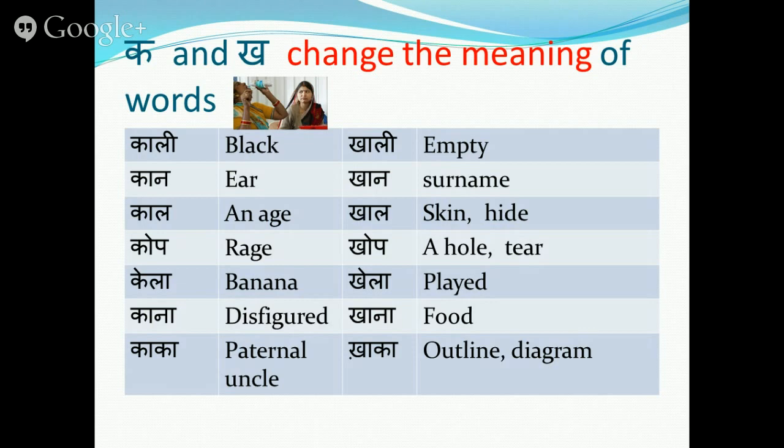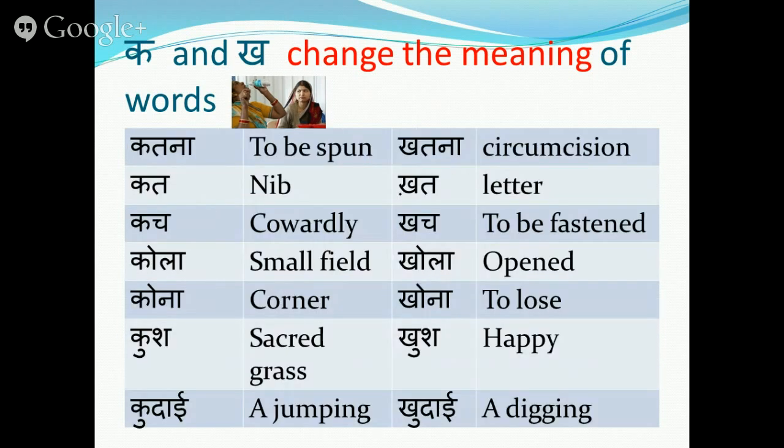Notice that last one actually has both sounds in it. Ka, kha. All right, so second page. Katna, to be spun. You don't know some of these letters yet. Khatna, circumcision. Kat, nib. Khat, letter. Kat, cowardly. Khat, to be fastened. Kola, small field. Khola, opened.